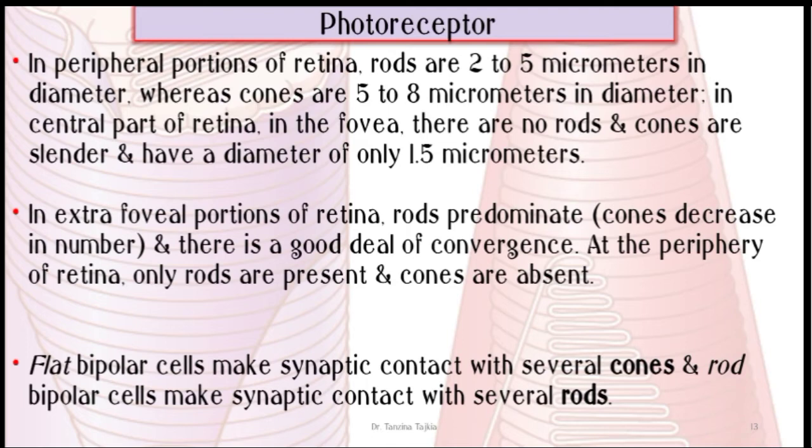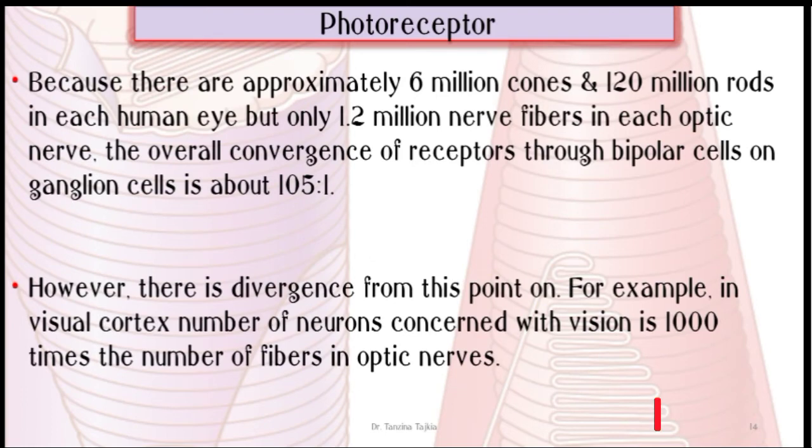Flat bipolar cells make synaptic connections with several cones, but rod bipolar cells make synaptic connections with several rods. Because there are approximately 6 million cones and 120 million rods in each human eye, but only 1.5 million nerve fibers in each optic nerve, the overall convergence of receptors through bipolar cells on ganglion cells is about 105:1. However, there is divergence from this point on. For example, in the visual cortex, the number of neurons concerned with vision is 1000 times the number of fibers of the optic nerve.